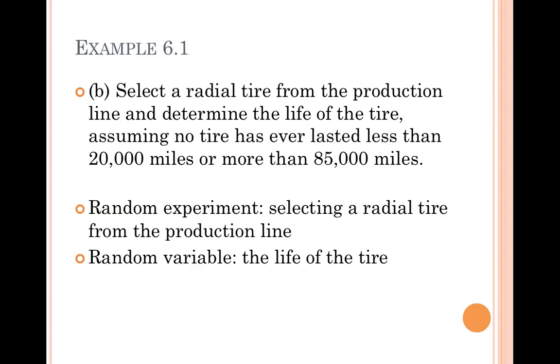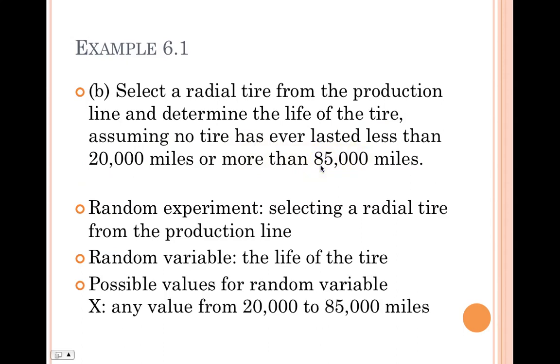Now what are the values that X can take on? X is the random variable, the life of the tire. What are the possible values for X? Well, we have to assume that no tire ever lasted less than 20,000 miles or more than 85,000 miles. So our possible values of X are any value from 20,000 to 85,000. X can take on any value from 20,000 to 85,000 miles.